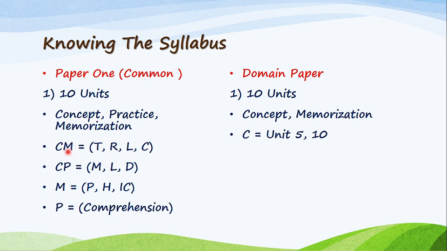The second one is CP. C means concept, and P means practice. In this, there are topics like mathematical aptitude, logical reasoning, and data interpretation. These are topics based on making the concept clear, and practice is also needed to make our concept clear. In mathematical reasoning, there are topics like fractions, profit and loss, as well as coding, letter series, number series, etc.